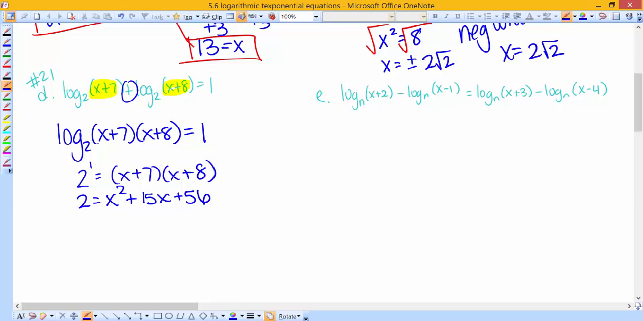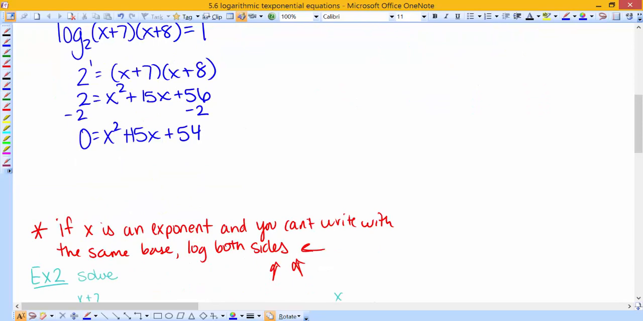Now, I see that 2 on the other side, and that sucker is going to make my life miserable because I will not be able to factor this unless I move the 2. So I have to move the 2. So 0 equals x squared plus 15x plus 54. Whoa, I forgot the 1. Now I can factor. What multiplies to 54 that will add to 15? 9 and 6. X plus 9, x plus 6. So x equals negative 9 and negative 6.